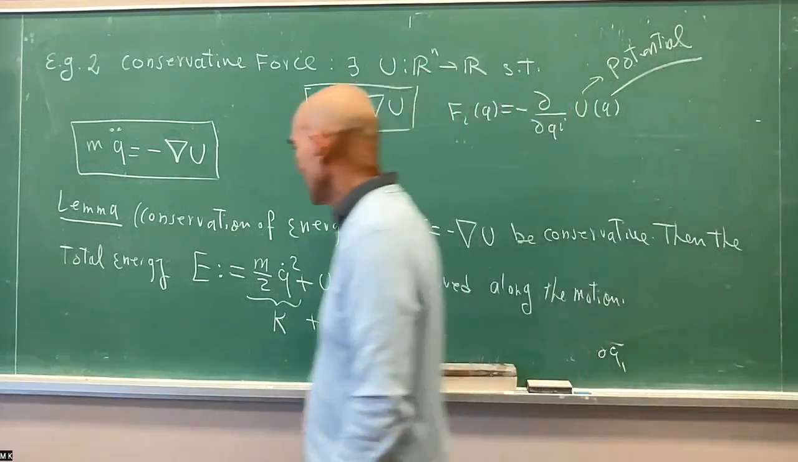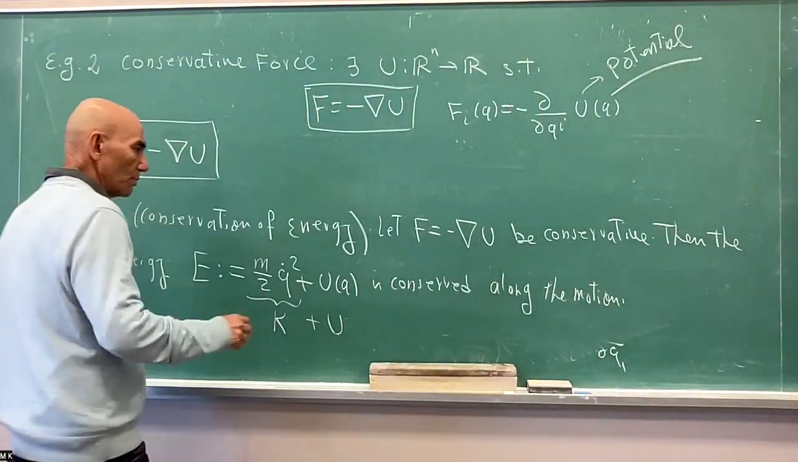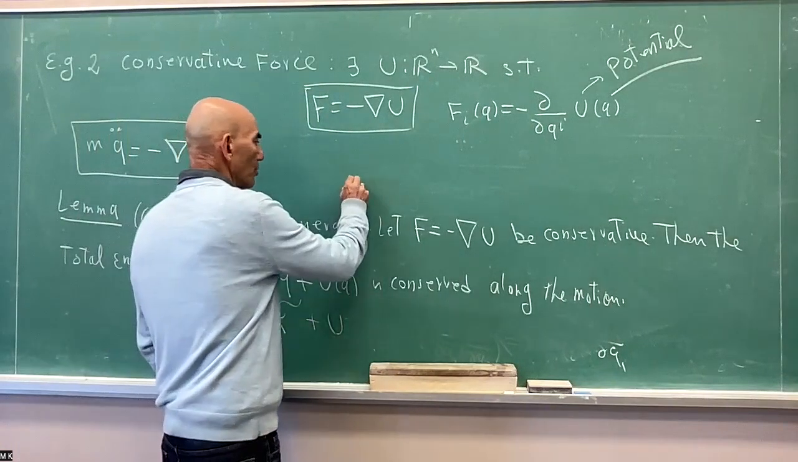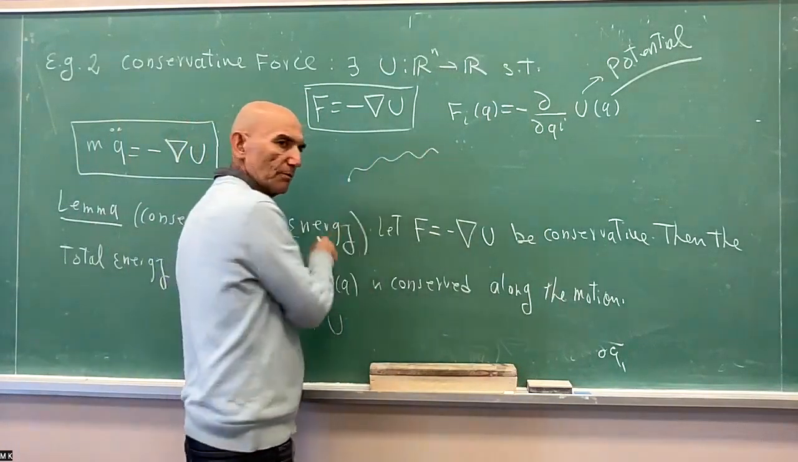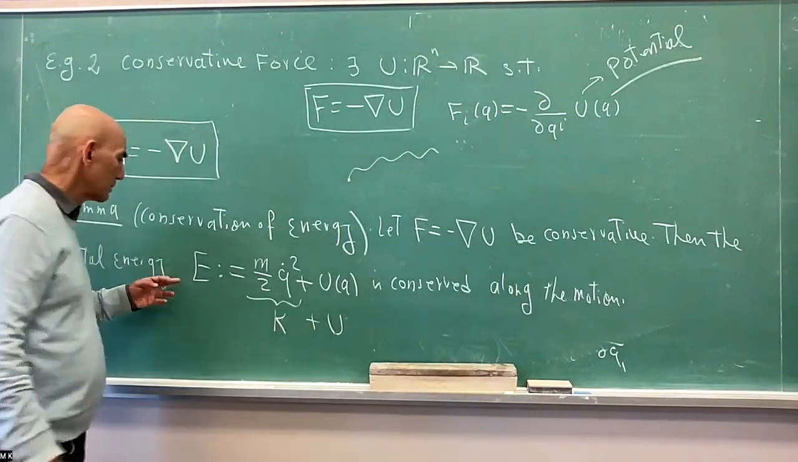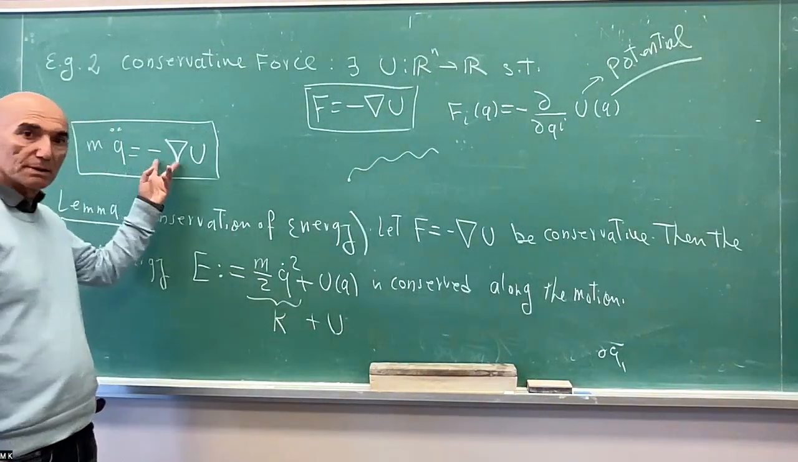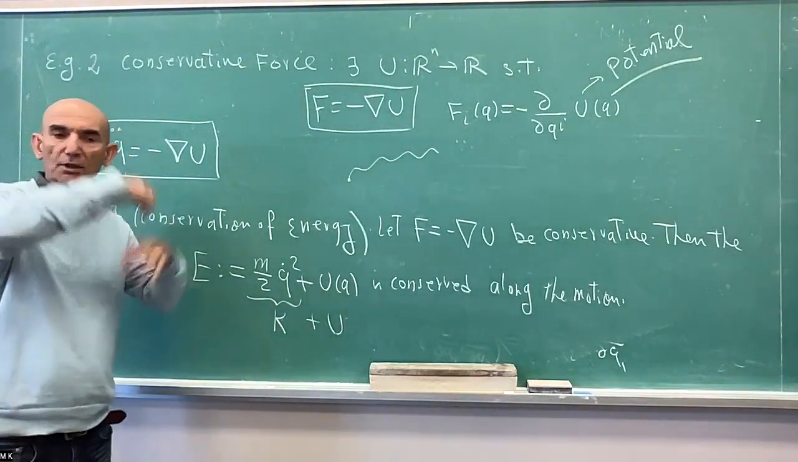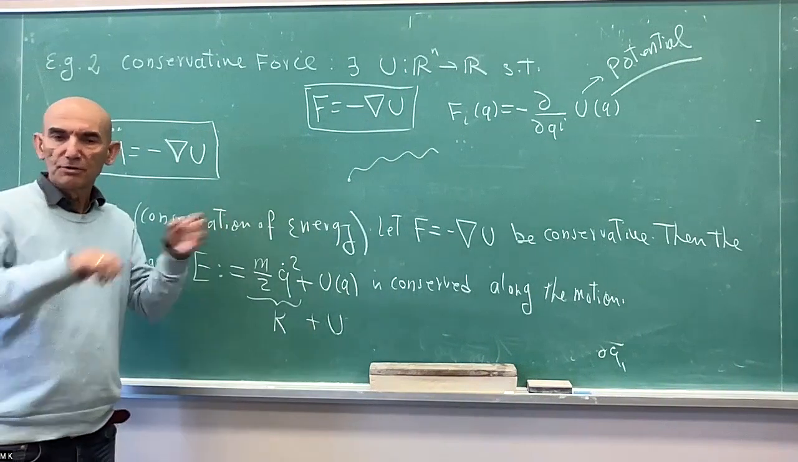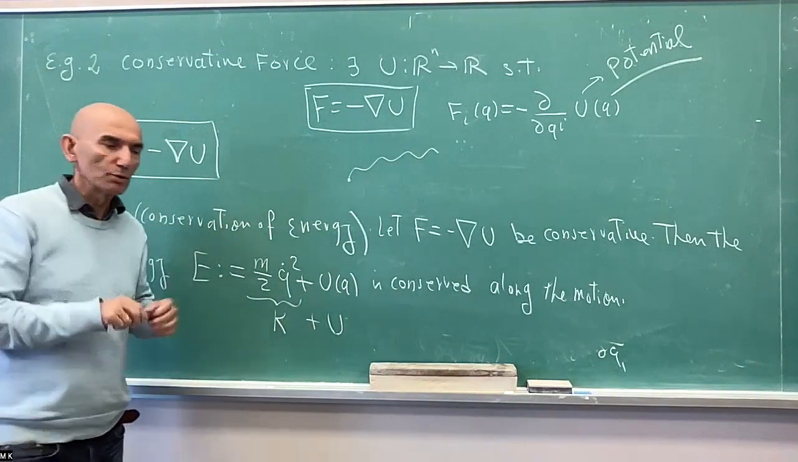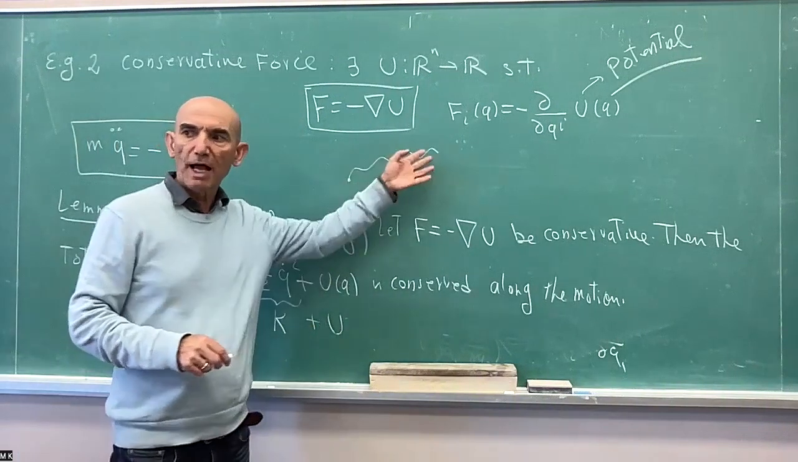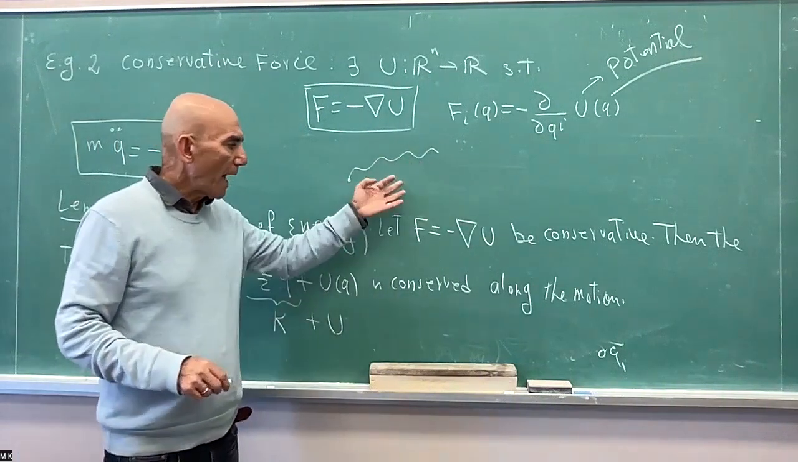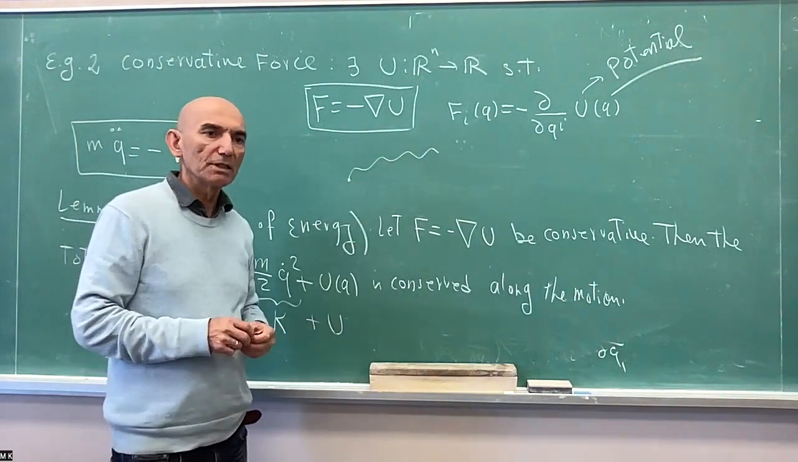So what does it say? It just says that if you follow a particle that satisfies Newton's equations, is moving, because we know that there are a lot of solutions. Through each point and each velocity, there is a solution. So we have a lot of paths. Along each path, the energy is conserved.